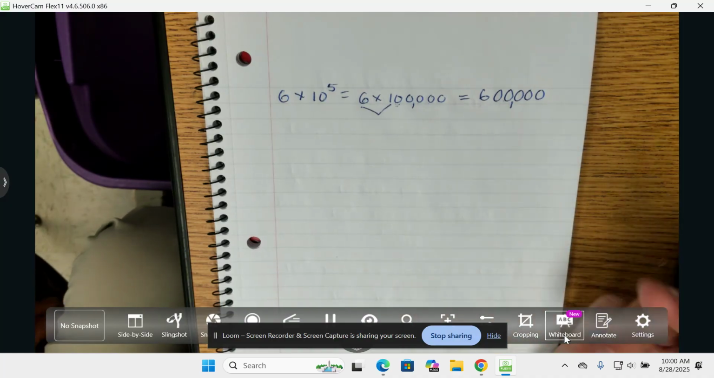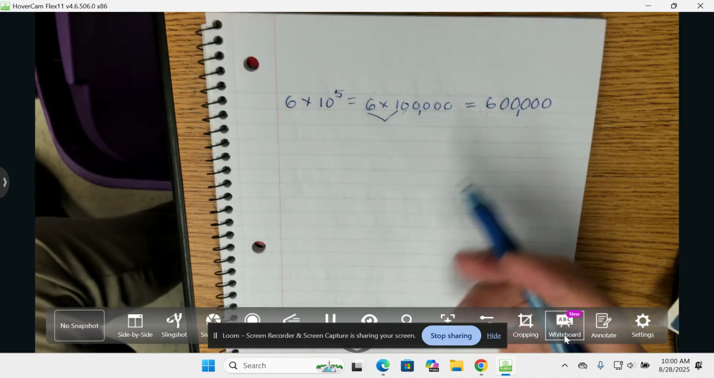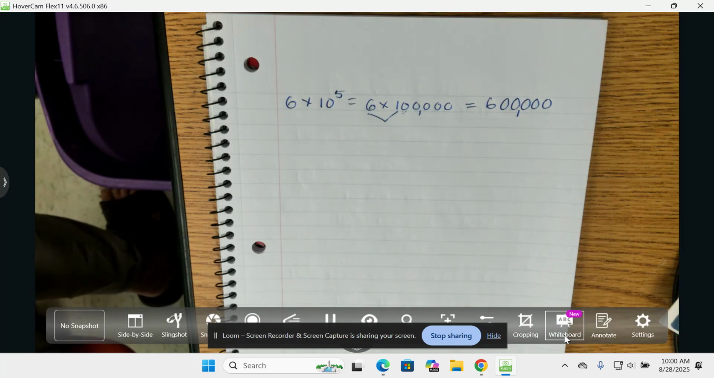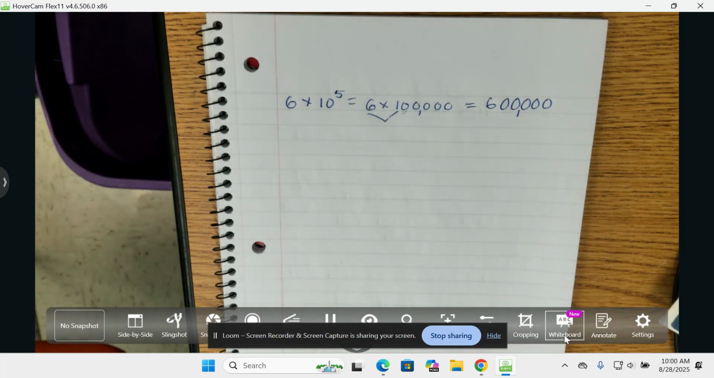Okay? So that's what powers of 10 and exponents are. It's really related to what we already talked about in our place value last week.